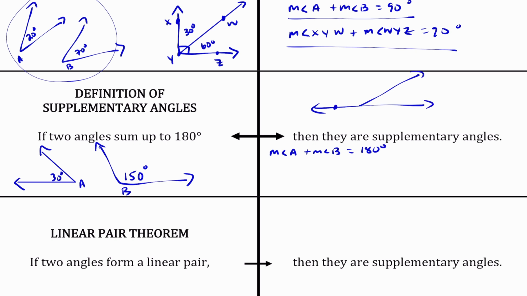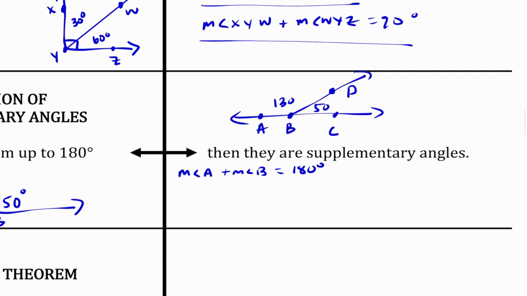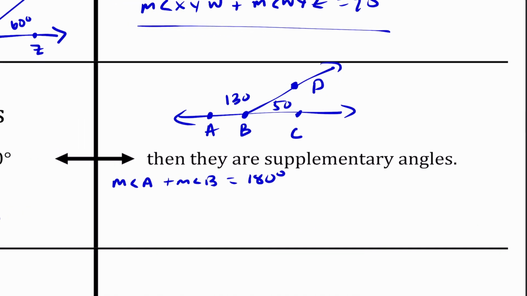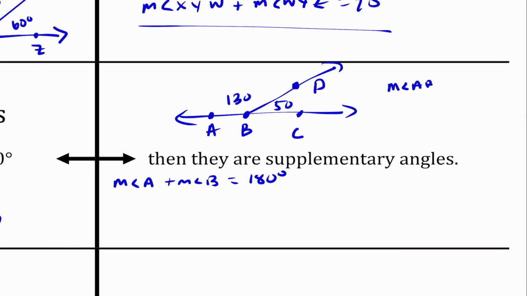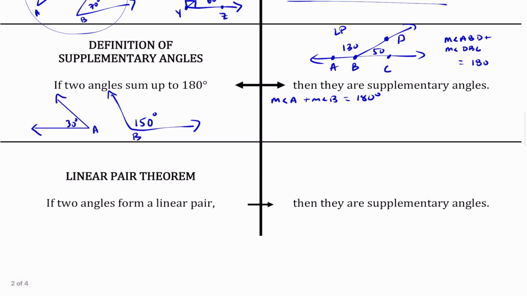Or if you have something like a linear pair, y'all, if you have something like this, let's call that A, B, C, D, and this is 130, and this is, I don't know, 50 right there. Then you can say that, by the thing about linear pairs, they are supplementary. So measure angle ABD plus measure angle DBC is equal to 180 degrees right there. And this is, again, a linear pair.